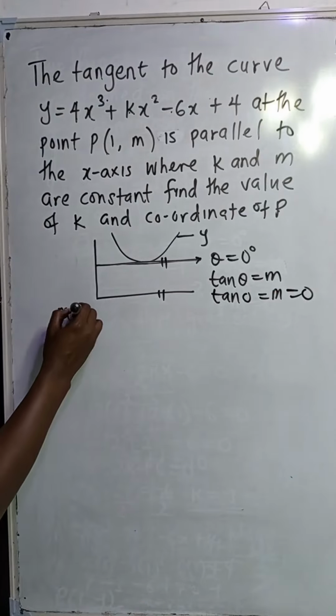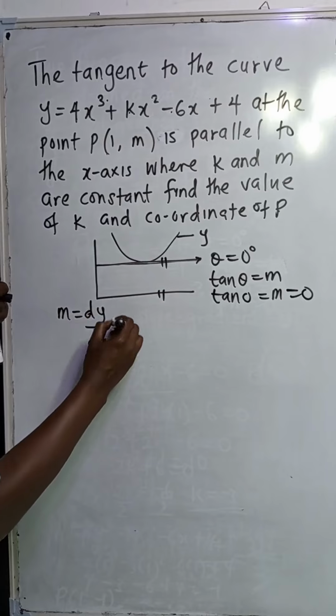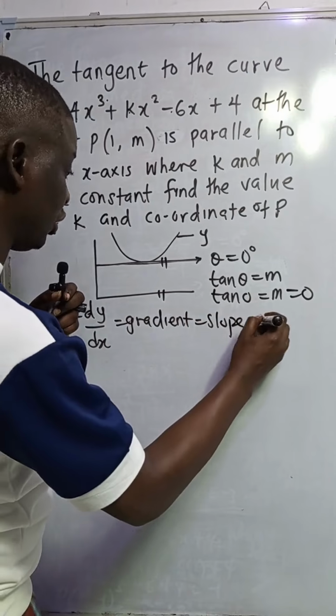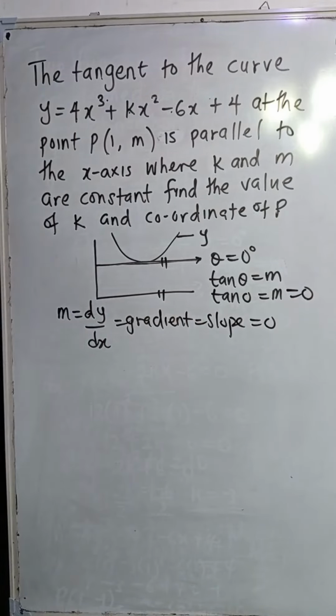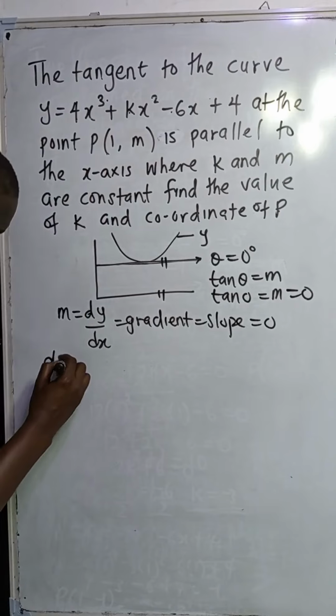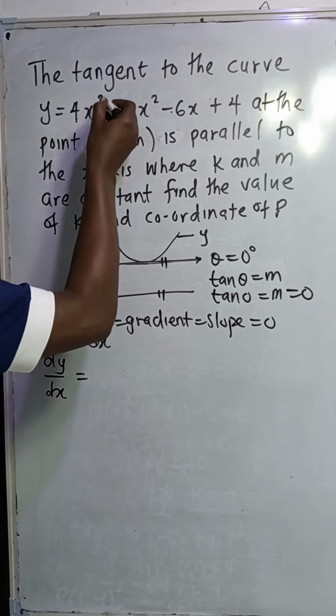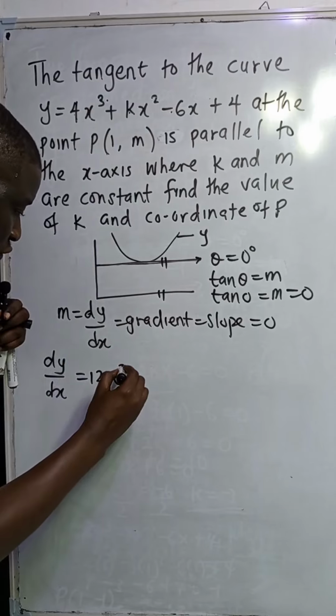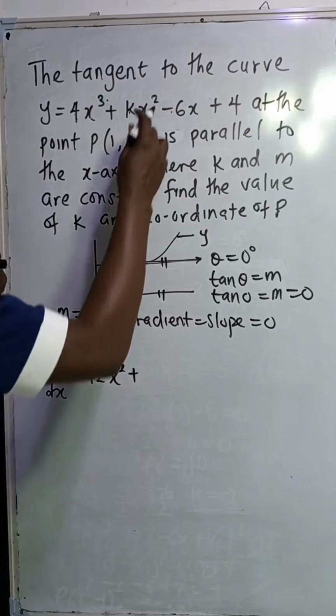Now, since we know that m is our gradient, which is dy/dx, also called the slope, which is already equal to 0 according to our analysis here, let us differentiate y. So if we differentiate y, dy/dx will give us simply differentiation. That means 3 times 4 is 12, remove 1 from the power, we have x squared, plus 2 times k is 2k, remove 1 from 2, which gives us x. Then minus 6. If you differentiate a constant, you have 0.